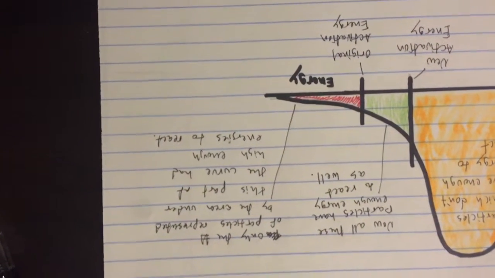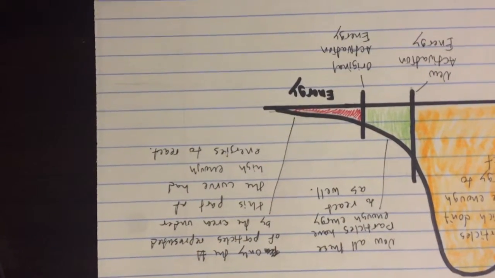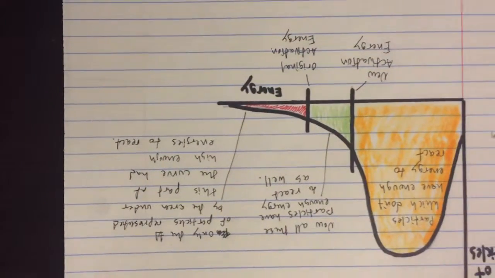A catalyst provides an alternative route for a reaction. That alternative route has a lower activation energy, also shown on this graph.